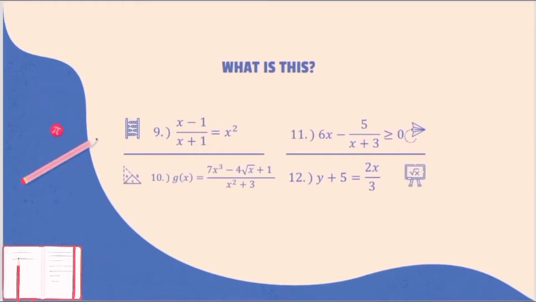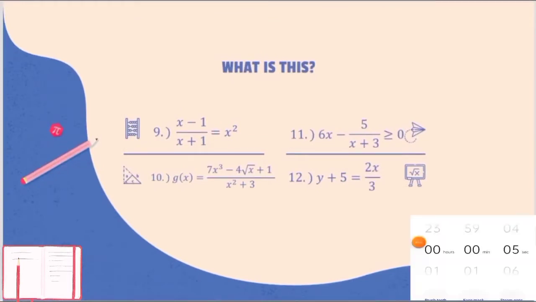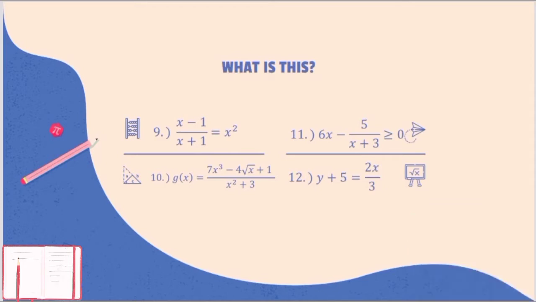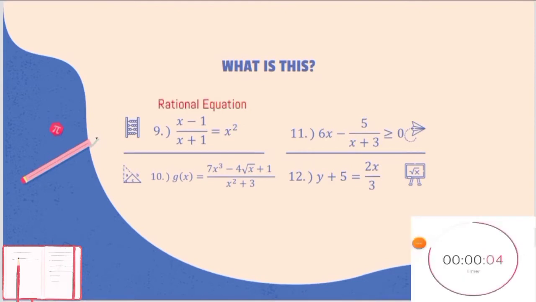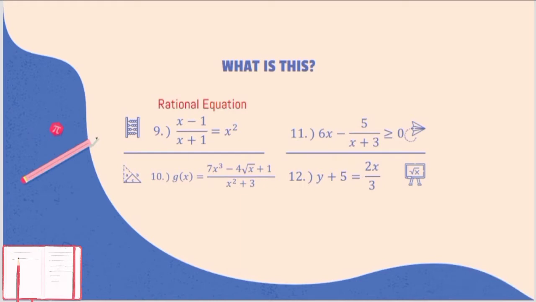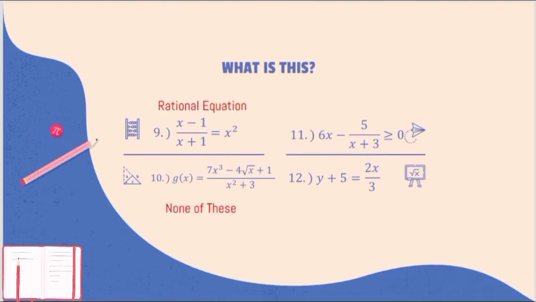We are now on number 9. What do you think is this? Number 9 is a rational equation. How about number 10? At first glance, it looks like a function. However, if you look at the numerator, there is a presence of a radical symbol. Therefore, this is none of this. We are now on number 11. What do you think is this?